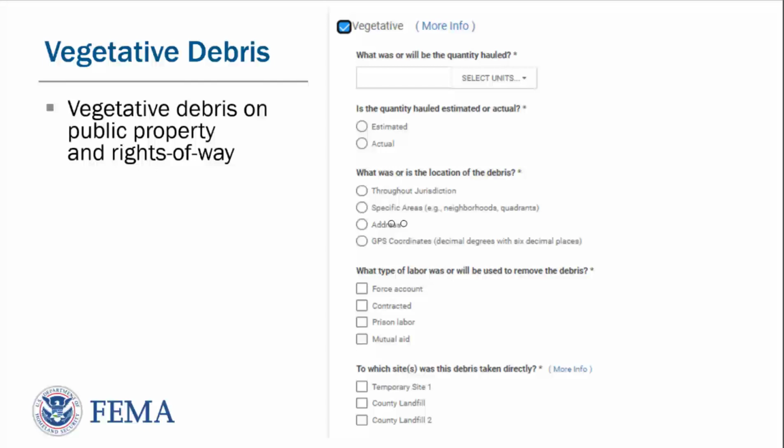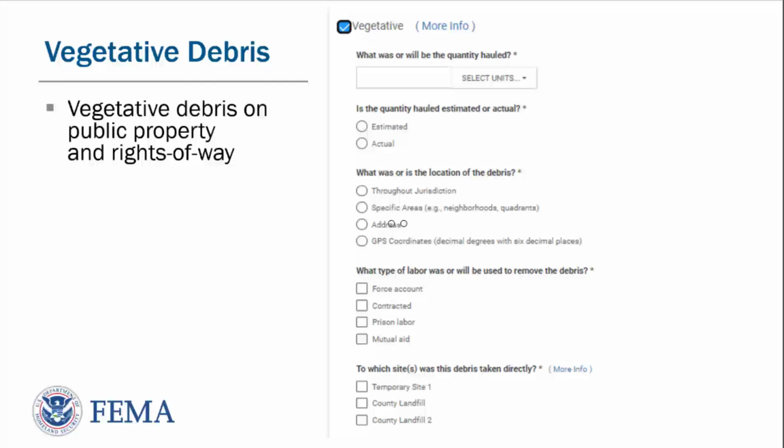Then you're going to say, okay, estimated or actual. So have I picked up all the debris and I've got all the load tickets and I know exactly how much it weighs or how much it's contained within? Then you're going to say actual. But if you're looking at the debris pile, you haven't quite burned it yet, but you have an idea of how much cubic yardage that is, you can say estimate. So that's just giving you some context.